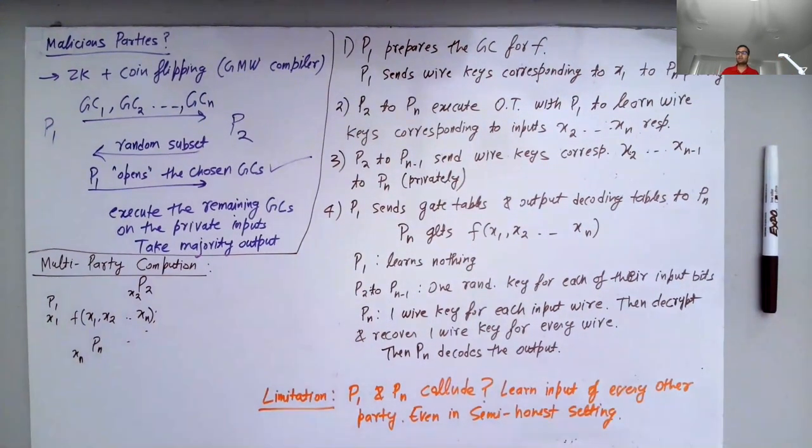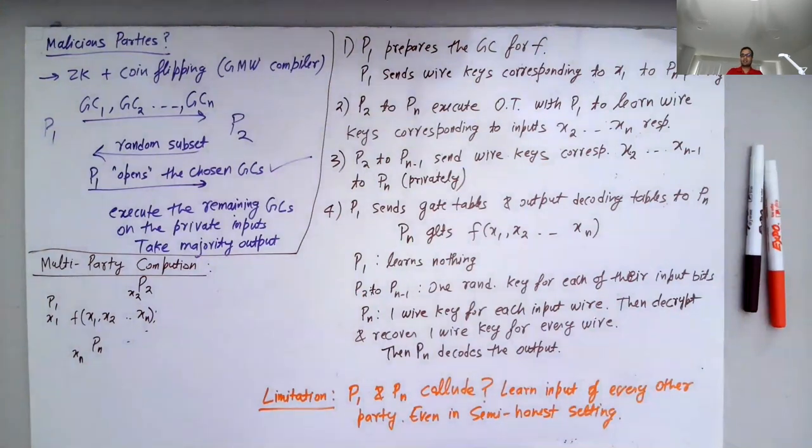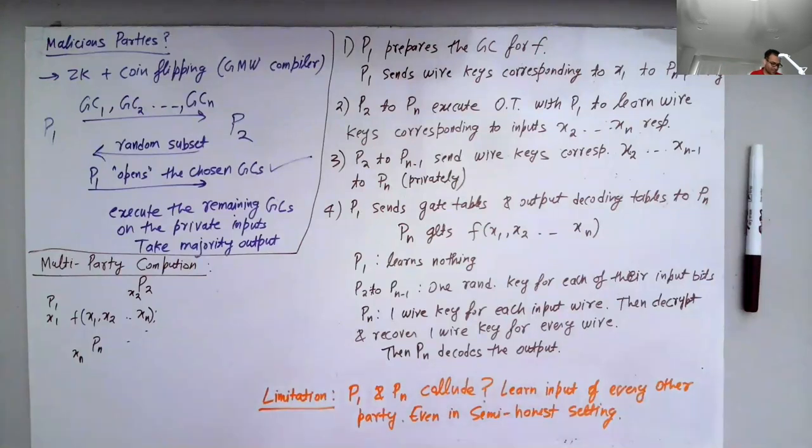These parties don't need to deviate from the protocol, right? They can be honest throughout the protocol and look at their random strings, which they have recorded in the protocol, and then can figure out all the inputs. So there's no security against each other. And in that case, we need to use something different.